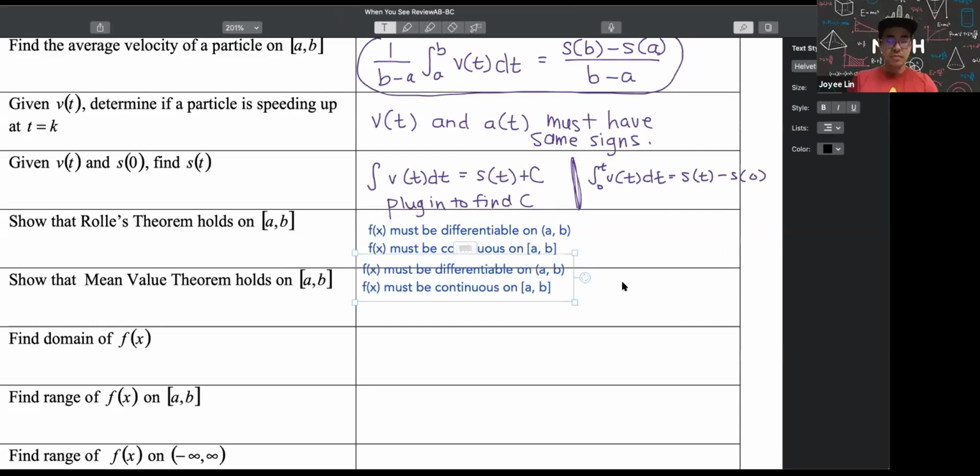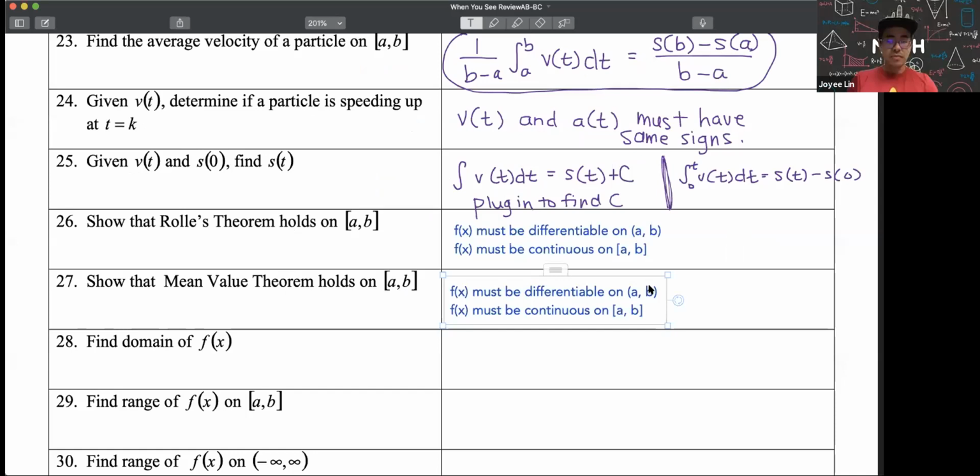That's my notation. But you can just say f of b minus f of a over b minus a is equal to f prime of c. That's for the Mean Value Theorem. And then for the top one, f of b minus f of a is equal to 0, right? This one is equal to 0 for Rolle's theorem.